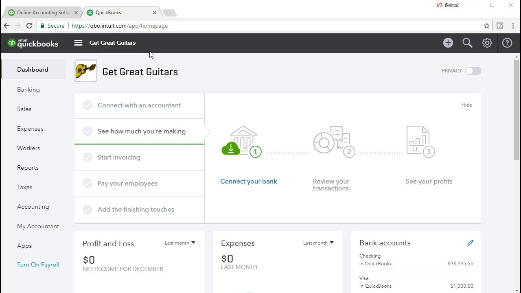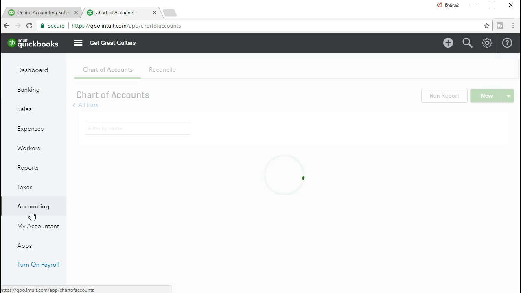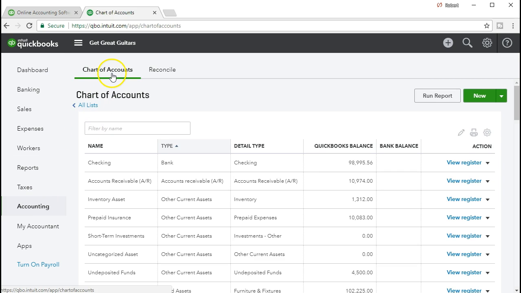So to find those in the online version, we can go down to the accounting section down here, and we'll select that item. And then we have the chart of accounts up top, and then we can go back to the all lists and see more lists here. The chart of accounts is going to be the major list that we would think of. It's going to be, of course, the list of accounts that we will have.